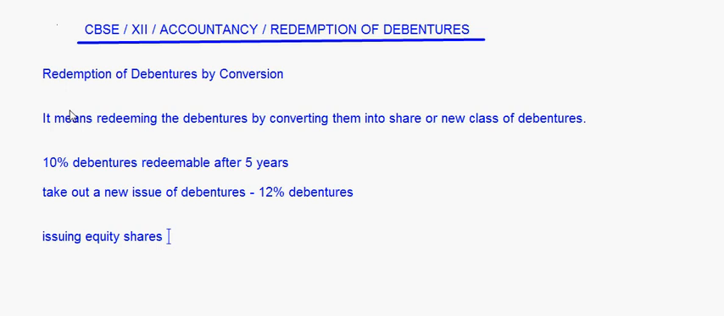Now here we call them convertible debentures, right? There are two classes of debentures. One is called a convertible debenture, one is called a non-convertible debenture. A non-convertible debenture means the debenture holder cannot convert this debenture into shares or a new class of debentures. He has to stick to the original debenture that he had purchased, that was issued to him. In case of convertible debentures, there is an option of conversion.